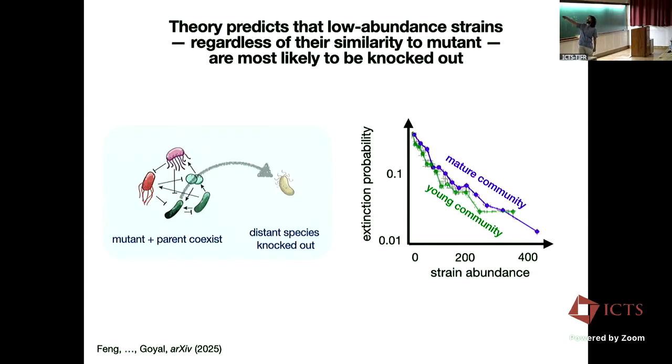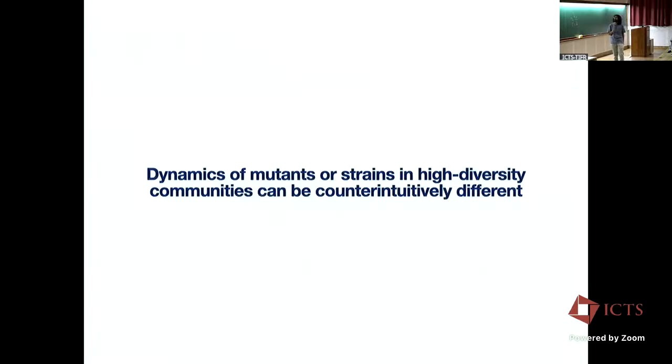And it looks roughly exponential, no matter whether the community is young, meaning it's been evolved for only one step, or quite mature, meaning you do this evolutionary process where new mutants come up and can fix and cause other things to go extinct, many times. You always see this roughly exponential-ish distribution of the extinction probability as a function of the abundance. And there's no correlation between the similarity between the mutant and what goes extinct. Okay, so the takeaway I want to make is that the dynamics of mutants can be quite different in the presence of a community.